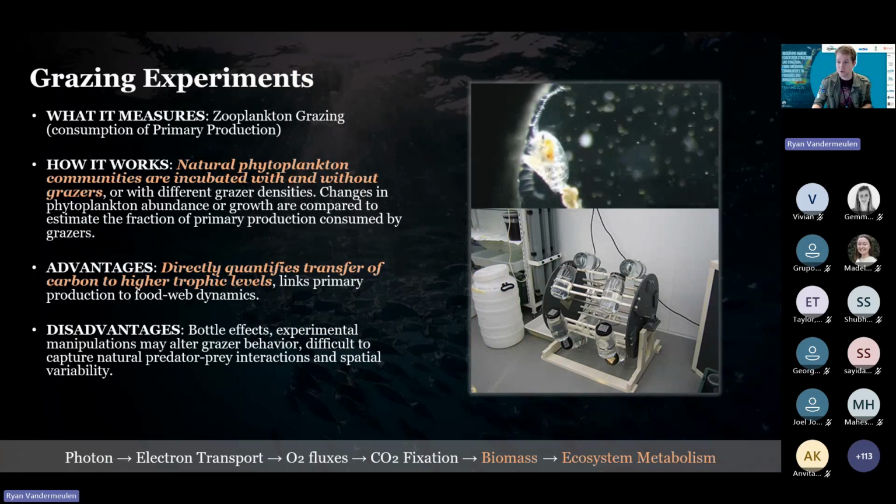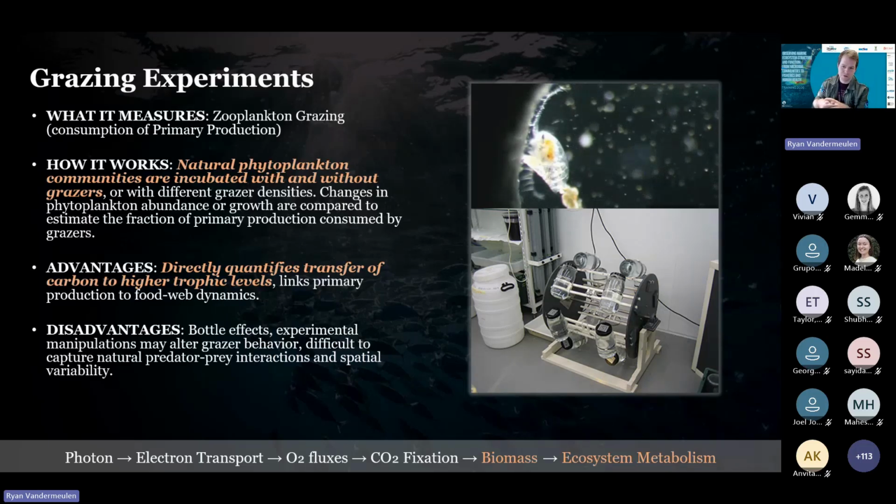One way to answer that question is to directly observe the interaction between phytoplankton and their consumers. With grazing experiments, we could take natural phytoplankton communities and compare treatments with and without grazers or with different grazer densities. By tracking the changes in phytoplankton abundance or growth rates, we can estimate how much production is being consumed by zooplankton. This cool little contraption here on the right spins the bottles around really gently so the phytoplankton don't fall into tiny little pockets in the corners of the bottles, which would set up an artificial feasting zone for grazers.